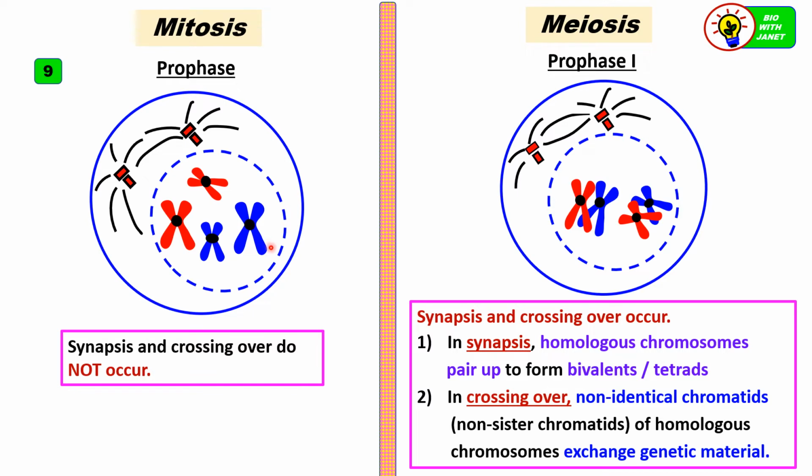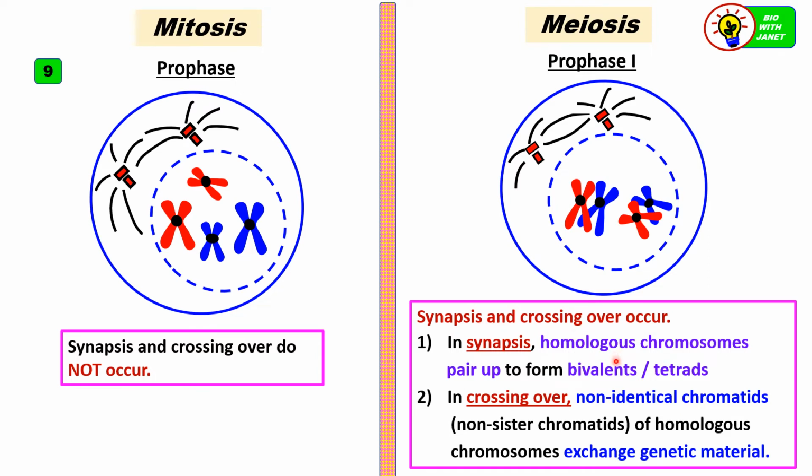So in this cell, we can see that the chromosomes do not carry out crossing over. You can just see the nuclear membrane here disappearing and the centrioles moving to the opposite poles. So in meiosis, during prophase 1, 2 processes occur. First, there's synapsis and then crossing over.